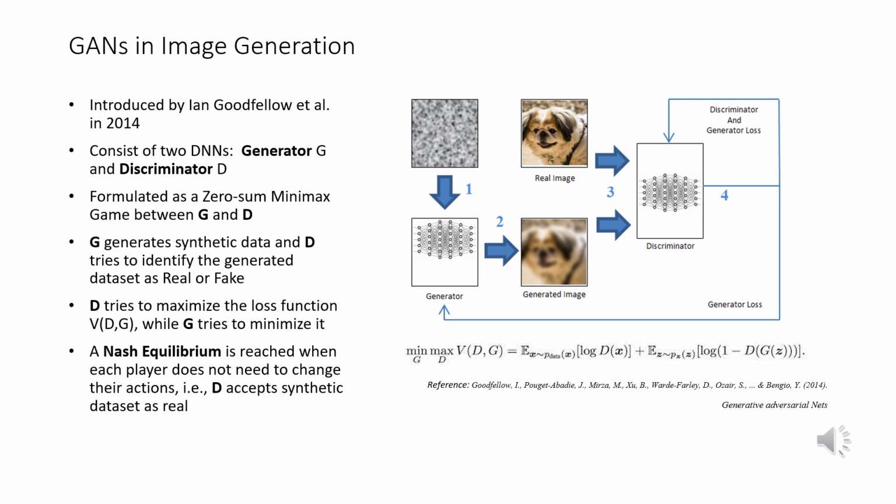A Nash equilibrium is reached when each player does not need to change their actions. In other words, D accepts the synthetic dataset as real. What's basically going on is that G is continuing to generate data so that it can fool D into thinking that the data that G has generated is in fact real.